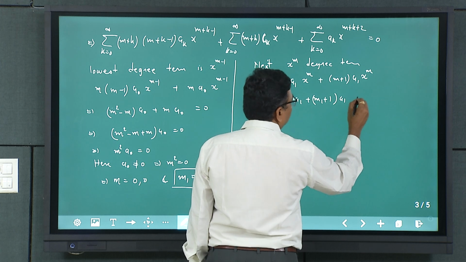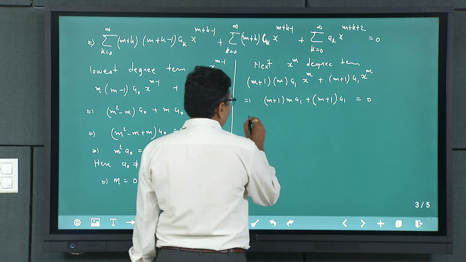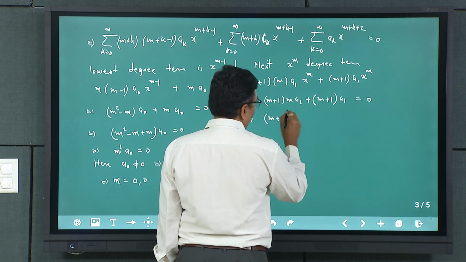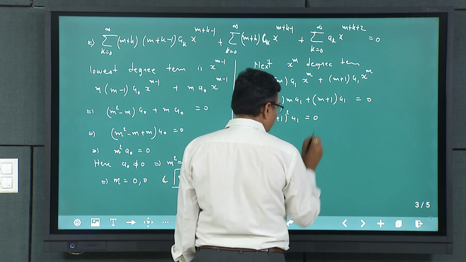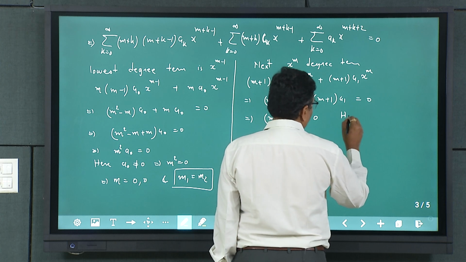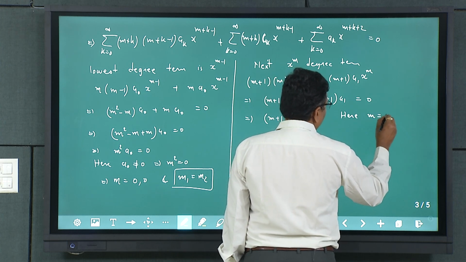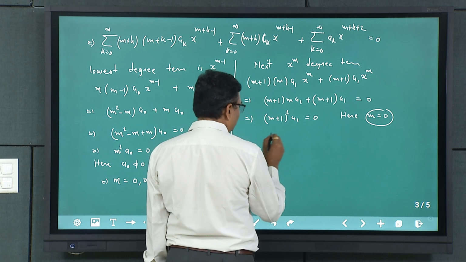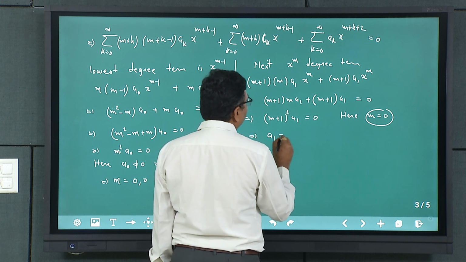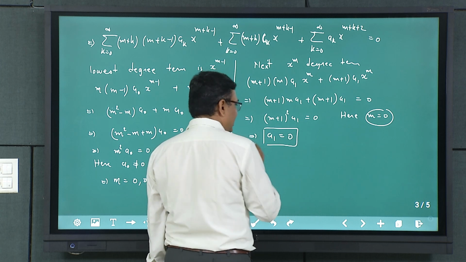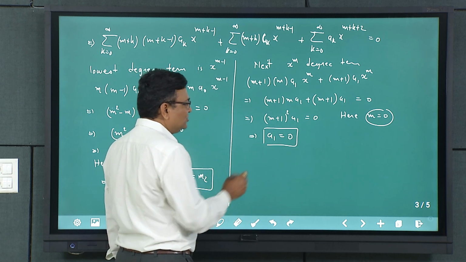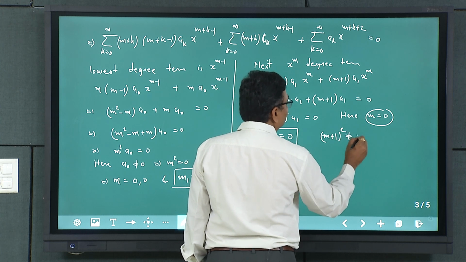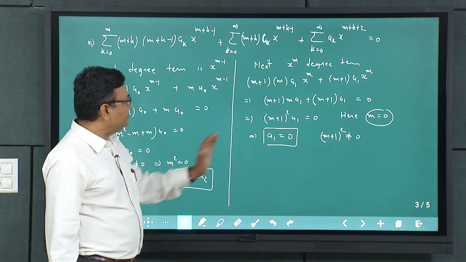a1, this is equal to 0. So this implies m plus 1 whole square a1 equal to 0, right. Here m is equal to 0, right. So m plus 1 whole square is not equal to 0. So this implies a1 equal to 0, because m plus 1 whole square is not equal to 0, right. So we get a1 equal to 0.